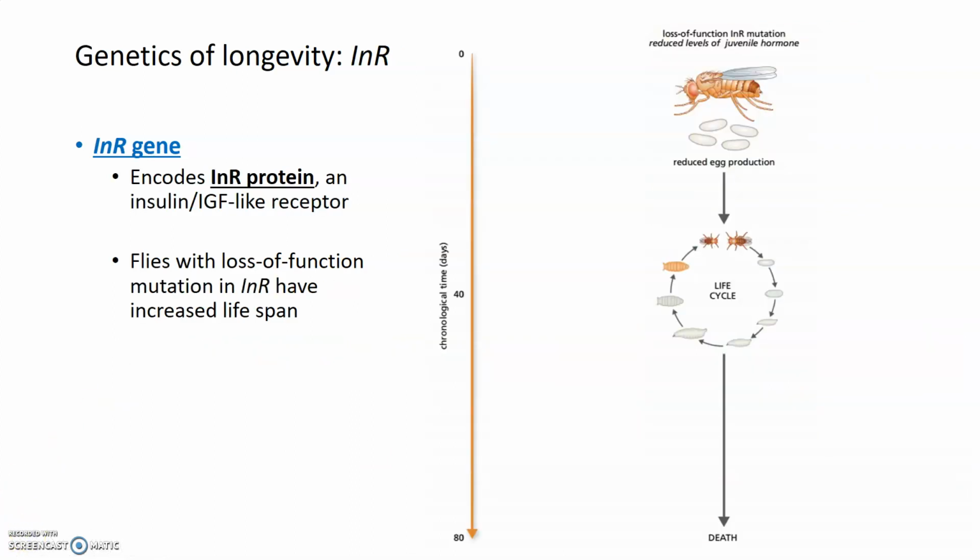And in addition to the substrate for the insulin receptor being able to extend lifespan in flies, the mutations in the receptor itself, or the InR gene in flies, have also been shown to increase lifespan. So the InR gene, as I said, encodes an insulin or IGF-like receptor, the InR protein, which is orthologous to DAF2 in C. elegans. And flies that have weak loss of function mutations in the InR gene, or the insulin receptor gene, have not only an increased lifespan, as you can see here, but also reduced egg production.